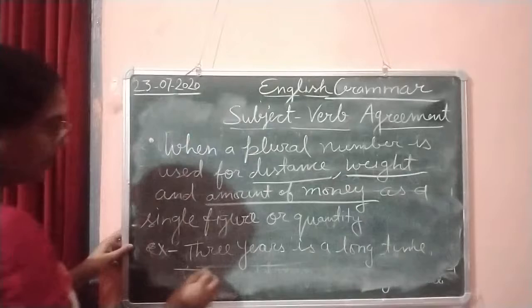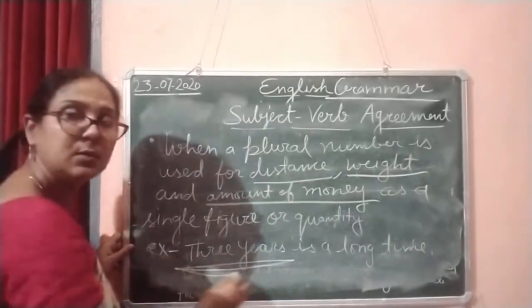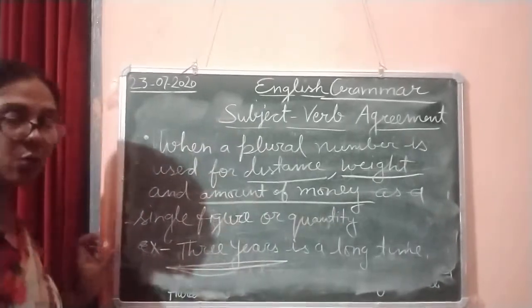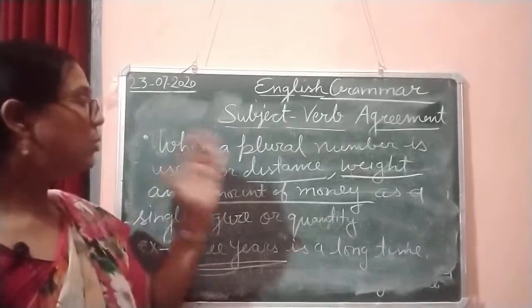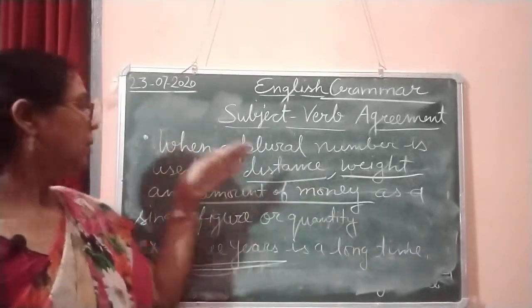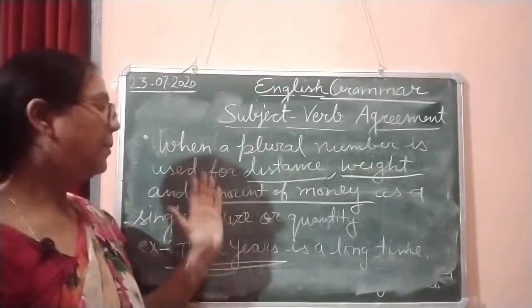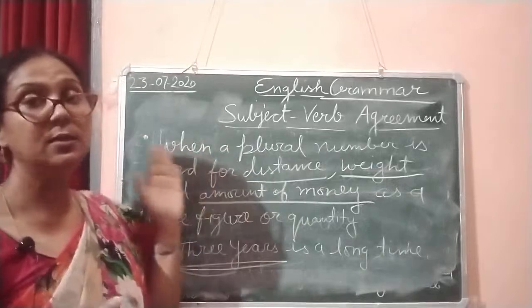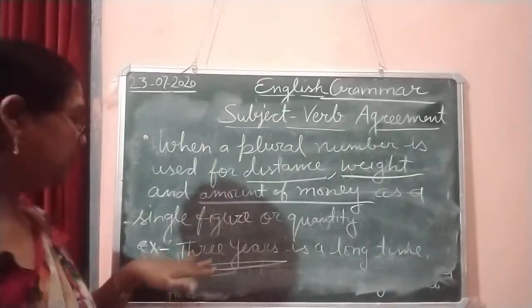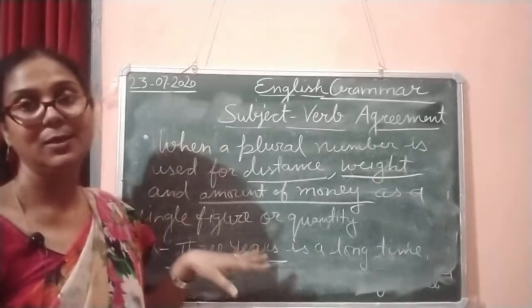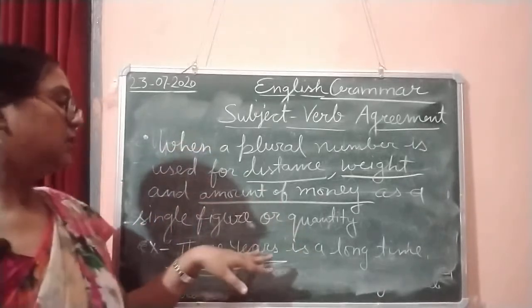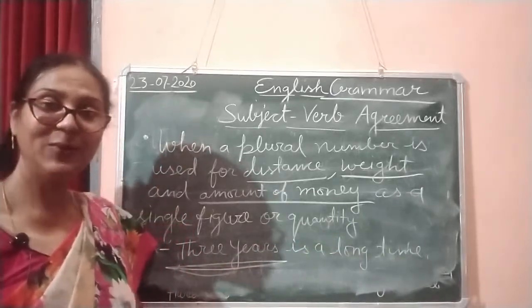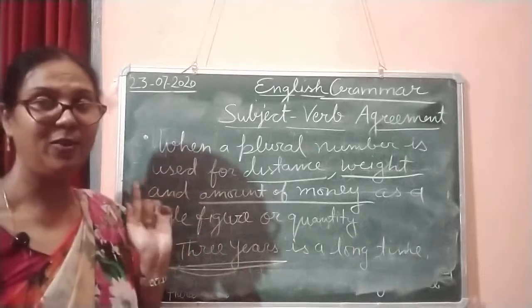And here you can see this is an amount of years and it is in plural. But the rule is telling us that amount, distance and weight, even if they are plural, are considered as singular in subject agreement. So that is why I have used 3 years is a long time. This point we have to learn always.